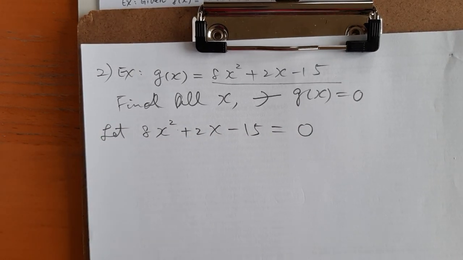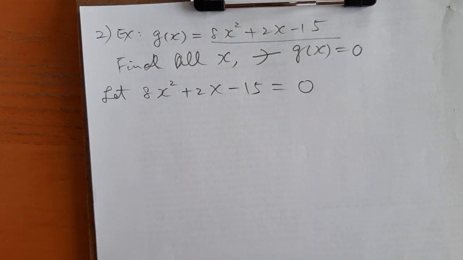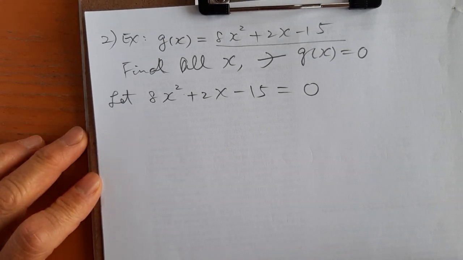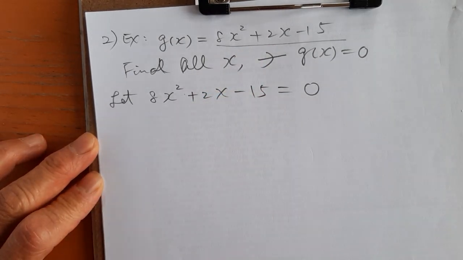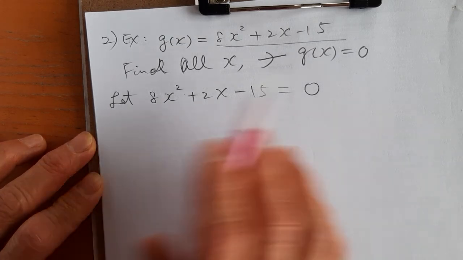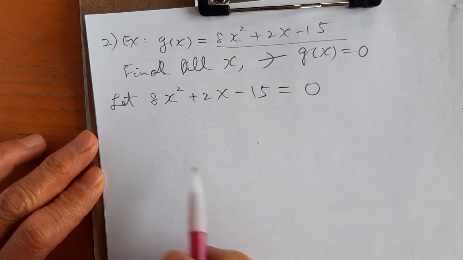Now see whether it can be factored. First of all, you try factoring. If it cannot be factored, use the quadratic formula. Now if you don't know how to factor, you can still use the quadratic formula to solve it. Any quadratic equation, you can always use the quadratic formula to solve it, even if it can be factored.